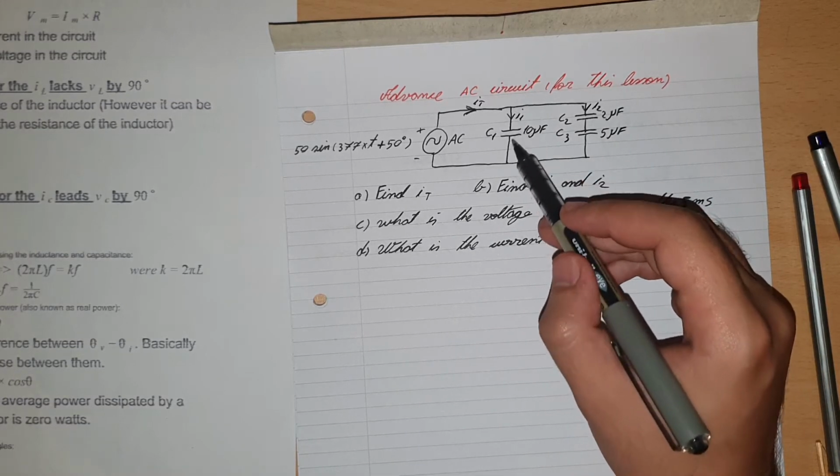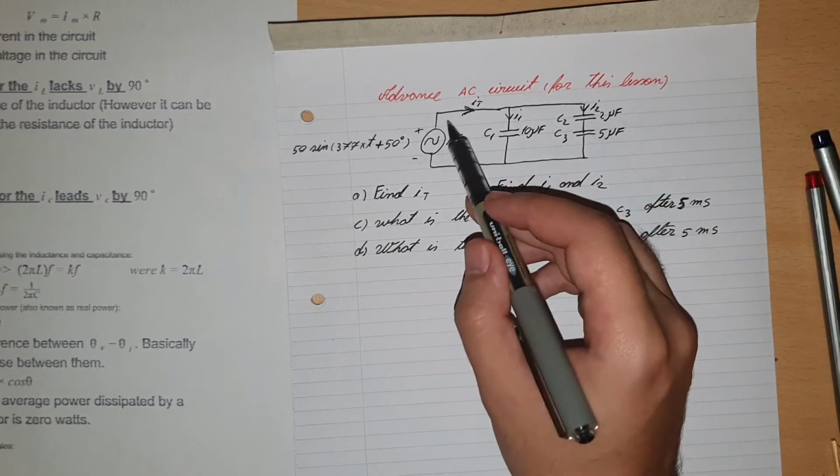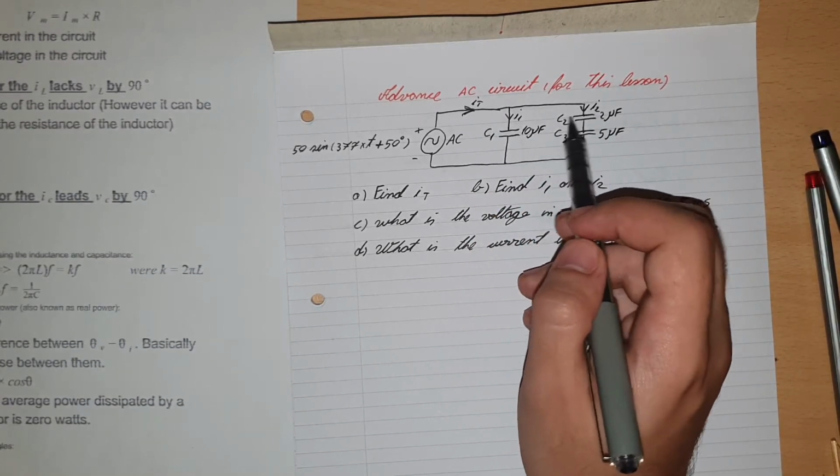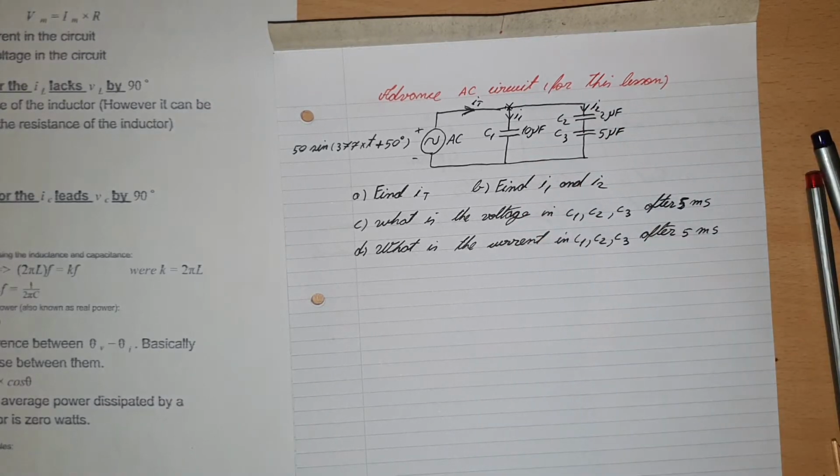I1 is this current going through here, and I2 is this current going through here. IT is obviously going through here to supply both of them, and they split at this node. And you may go, okay, so how do we start this? How do you calculate the current split inside capacitors, because they're not really resistors, you know?